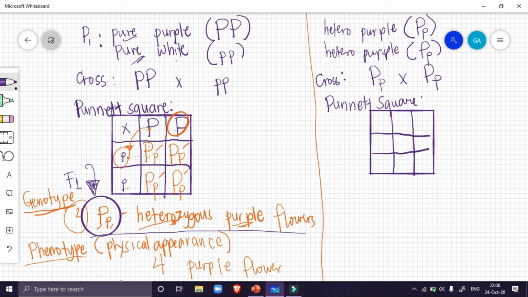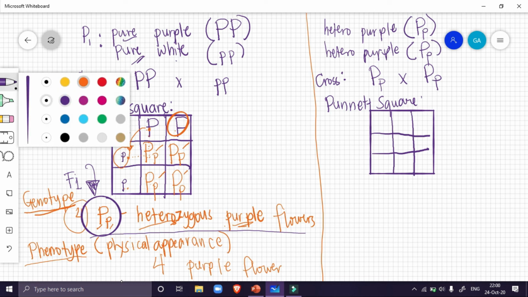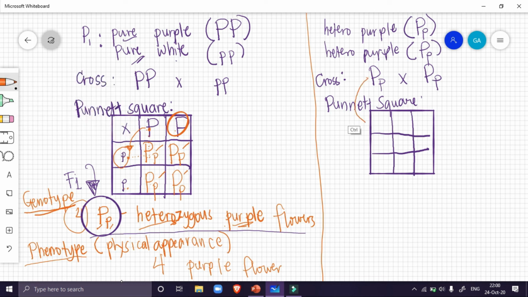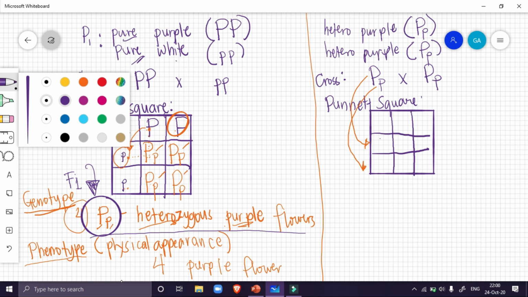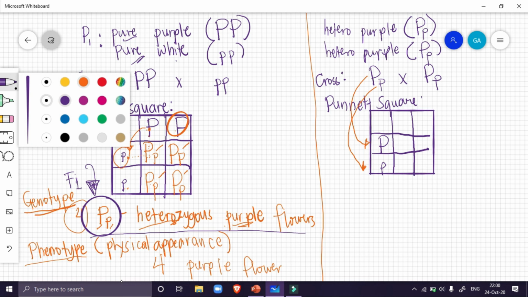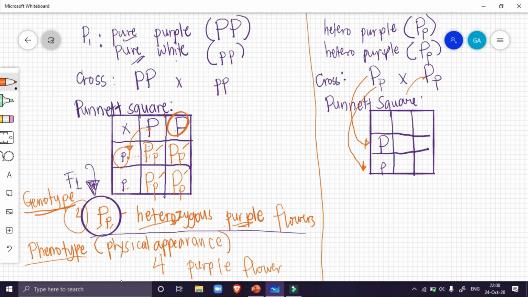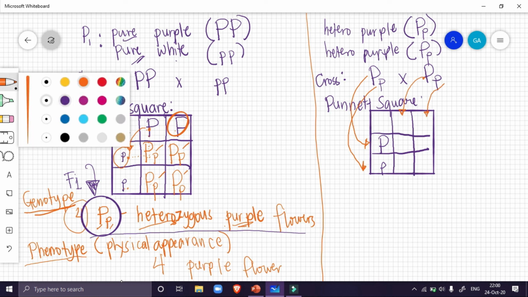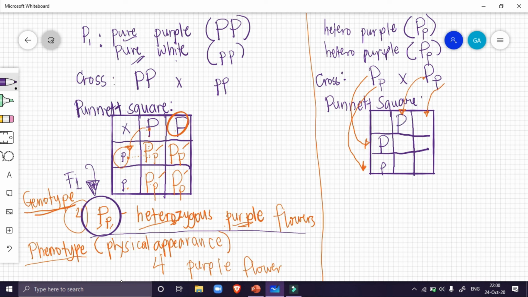Okay, so we write the alleles. Dito, wait lang. Ito, pupunta siya dito. Ito, pupunta siya dito. So, capital P, small p. Then, another. Ito, pupunta dito. Ito, pupunta siya dito. So, capital P, small p. So, cross na natin siya.